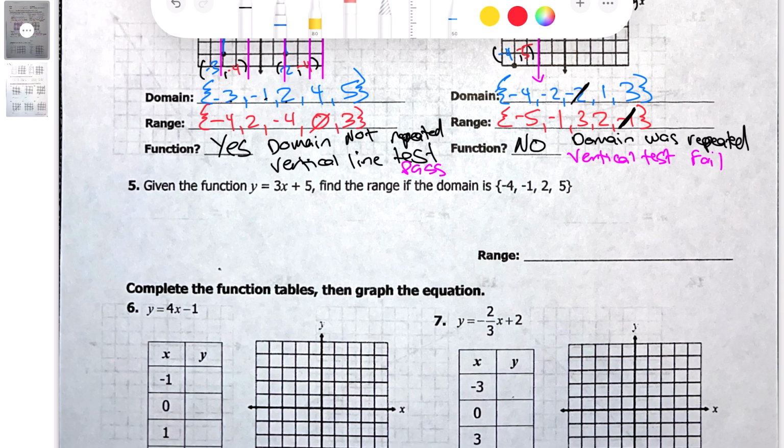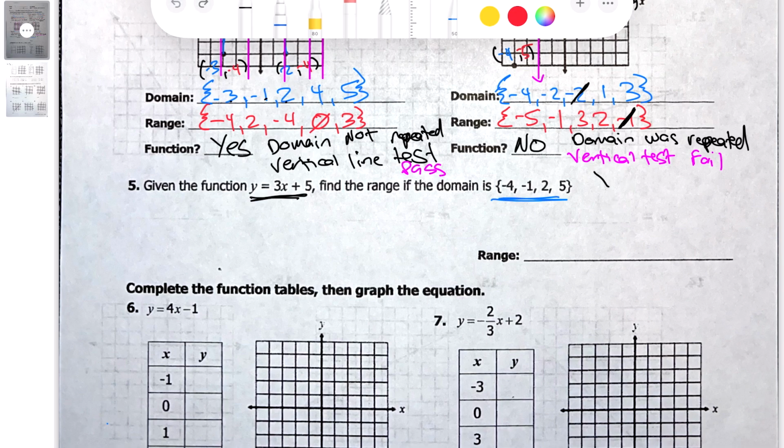So now on number 5, it says given a function, y equals 3x plus 5, find the range if the domain is -4, -1, 2, and 5. So this is the same idea as them giving you a table. If they were to give us, say, a table, just like you can see down below, in number 6 and 7. It's the same thing as them saying -4, -1, 2, and 5 in a table and just asking you to fill out that table. They're just giving it to you in a list instead of a table.